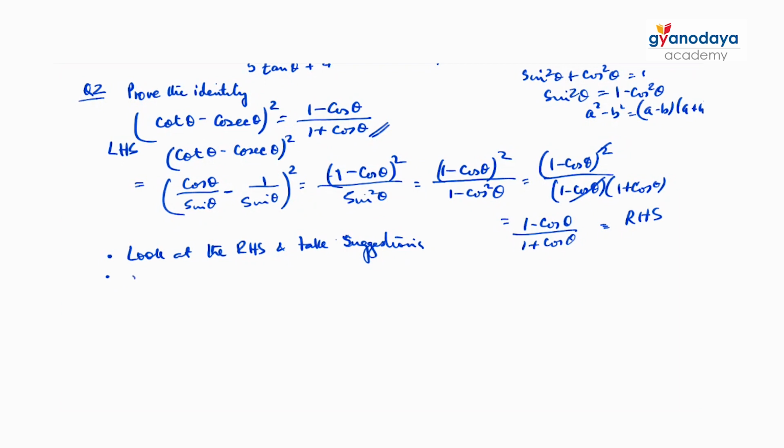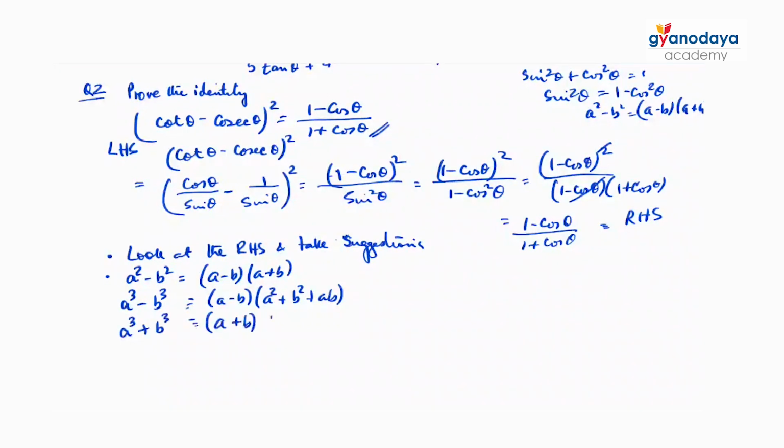Second is these identities: a squared minus b squared equals a minus b into a plus b, and more so a cube minus b cube is a minus b into a squared plus b squared plus ab, and a cube plus b cube is equal to a plus b into a squared plus b squared minus ab. These will be required. These are important identities.